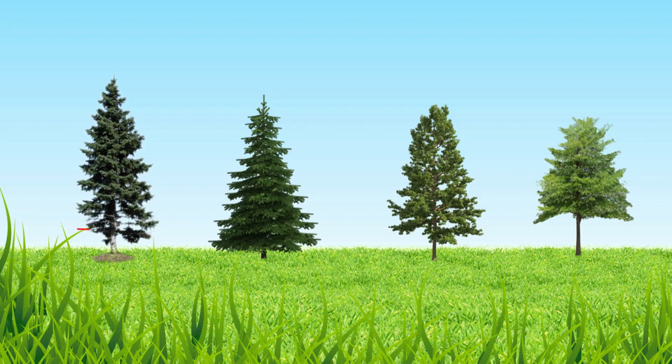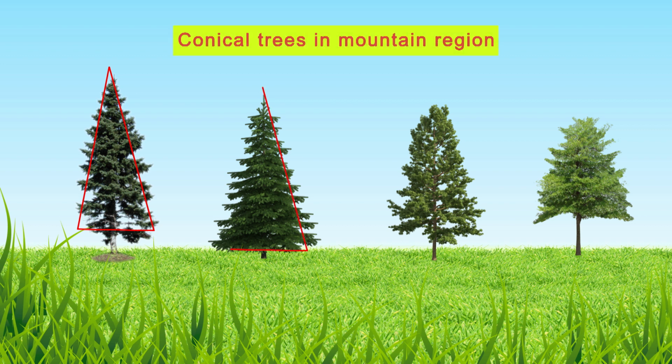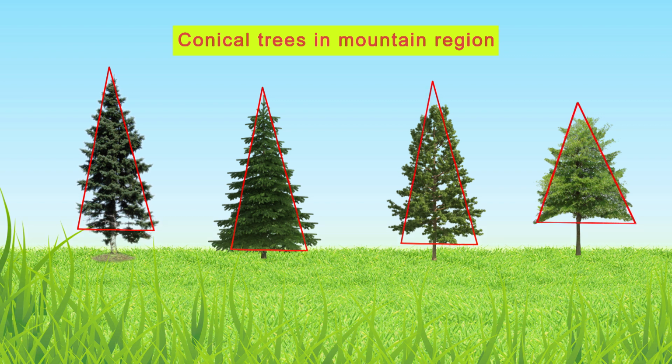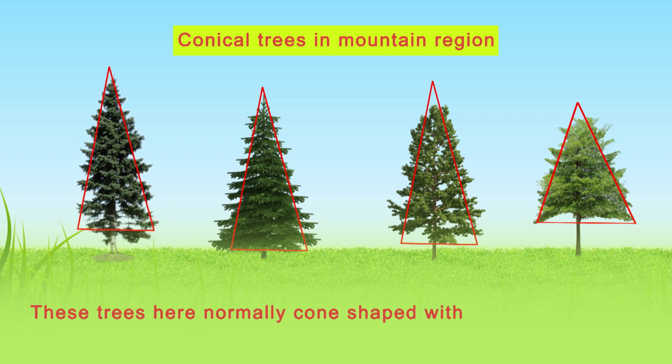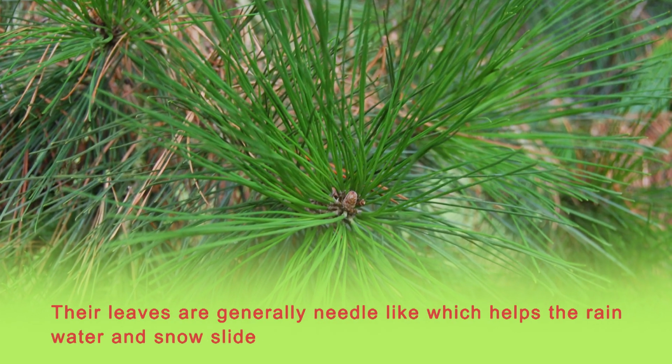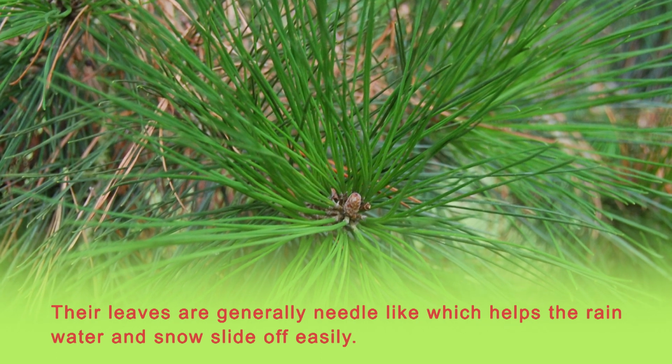All of us have mostly seen long conical trees in mountain regions, but do we find these trees somewhere else? I don't think so. So you must be thinking, let us see how these trees adapt to the conditions prevailing in their habitat. These trees are normally cone-shaped with sloping branches. Their leaves are generally needle-like, which helps the rainwater or snow to slide off easily.